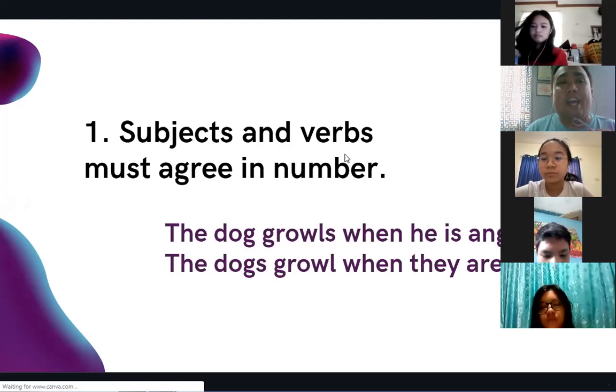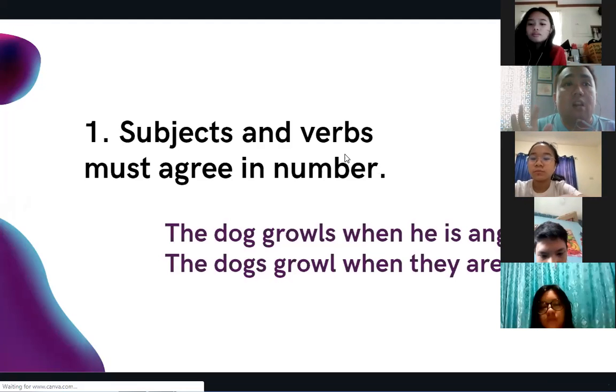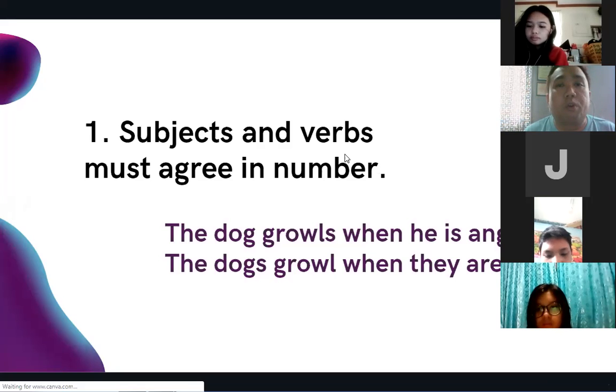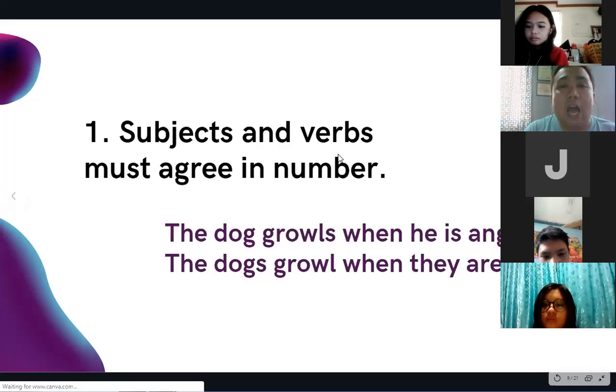Let me just simplify it. What we mean by singular means one. Okay? Plural means more than one. Okay, remember that, ha? Singular, single means one, while plural means more than one, or plural, plenty. Okay? So yun yung mga synonymous terms or root words sa pinanggalingan nito. Now, if you want to make your subject plural, you add S on it.